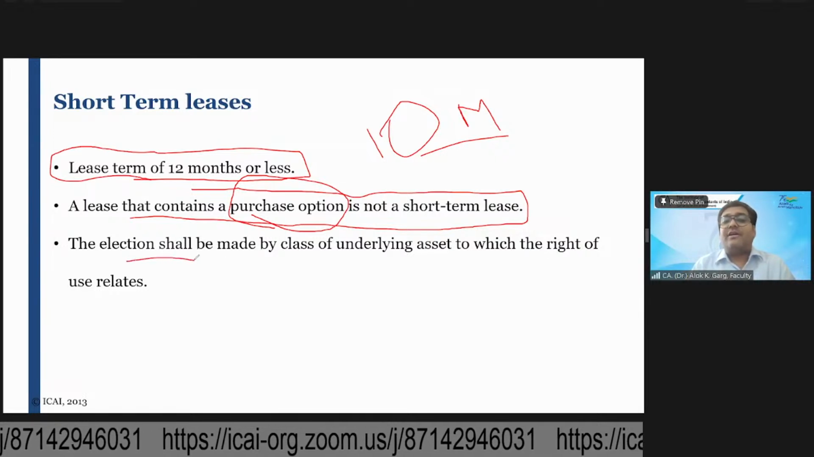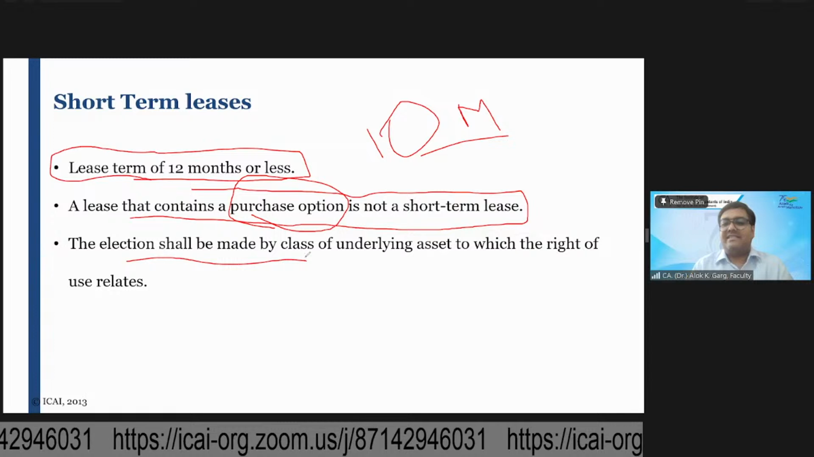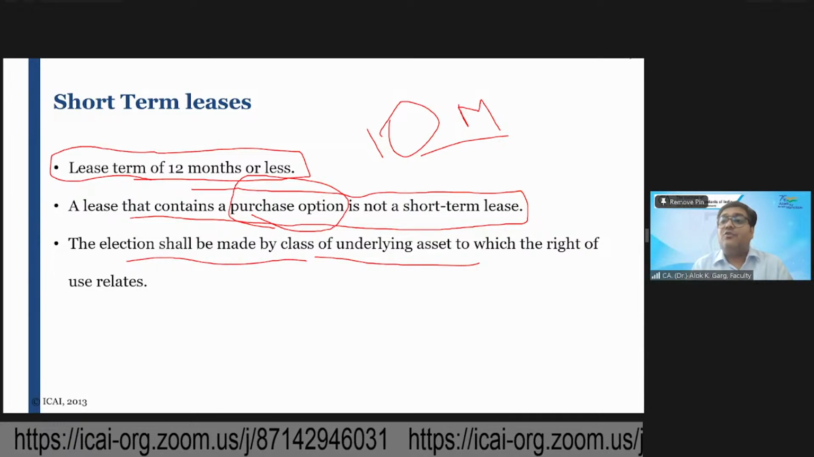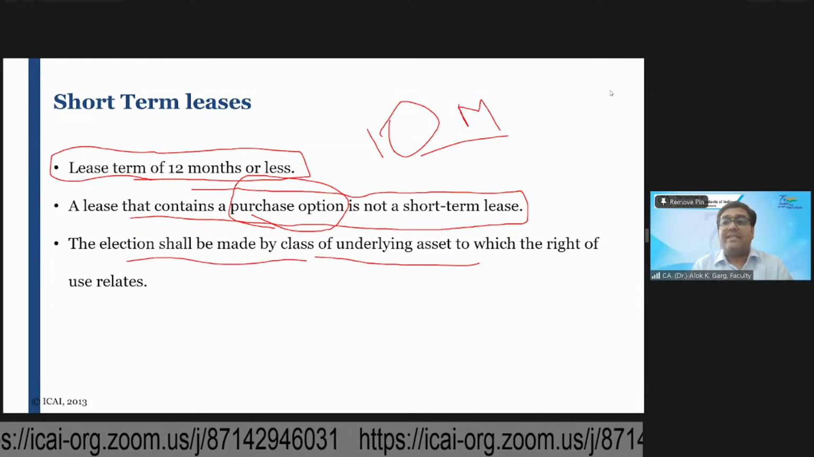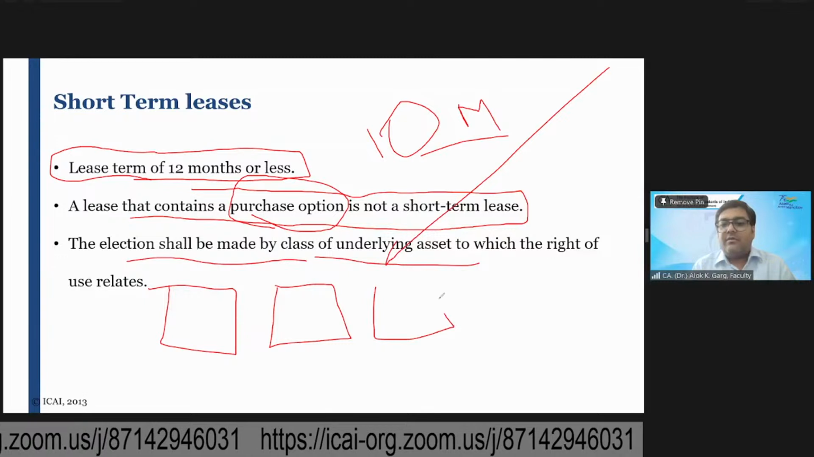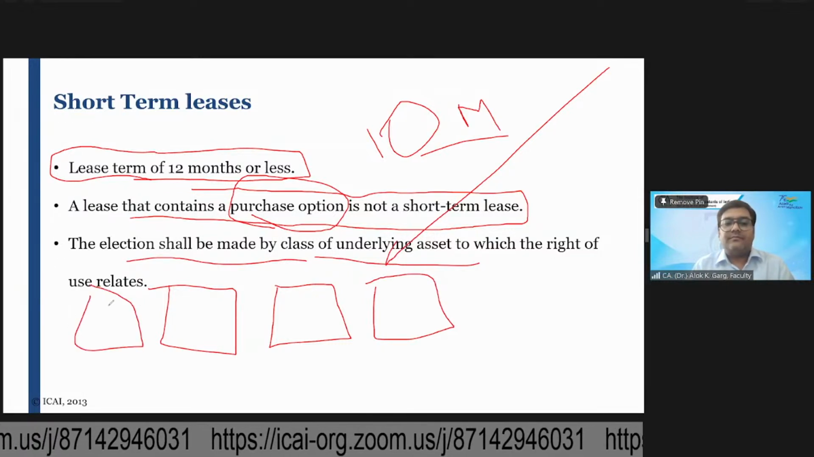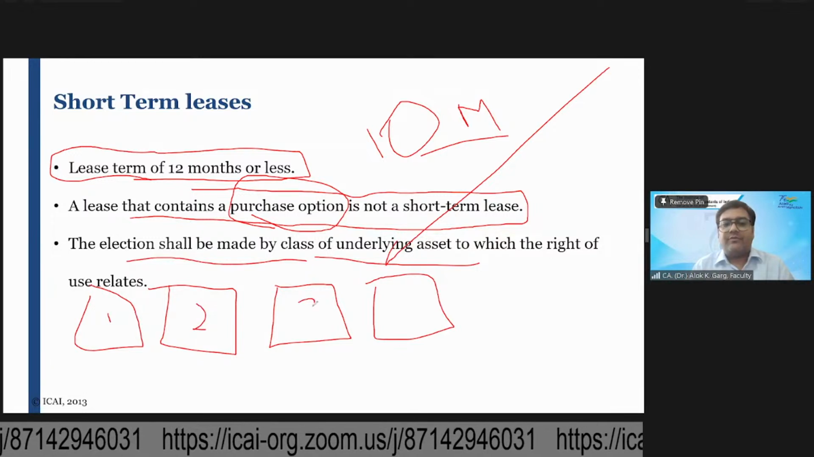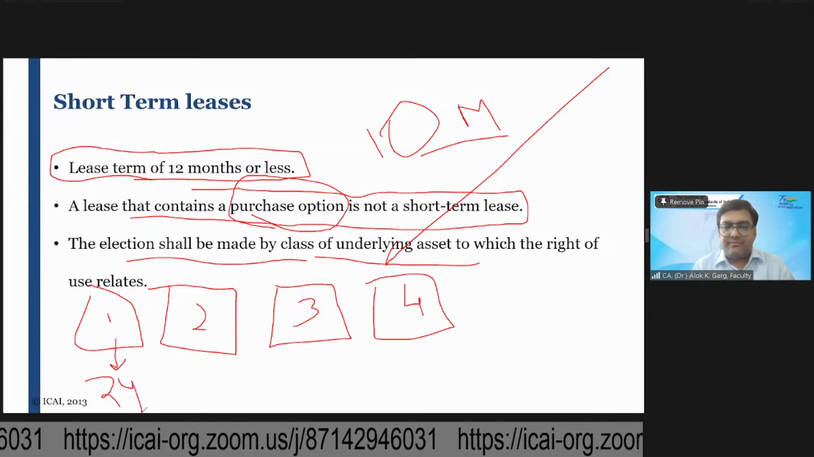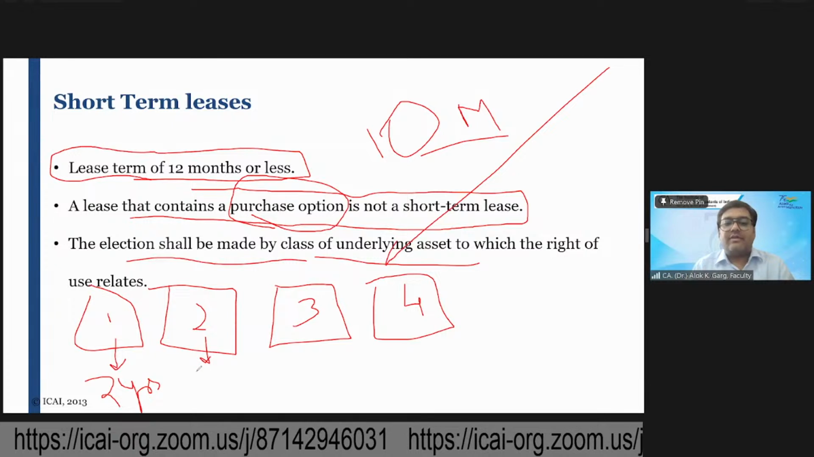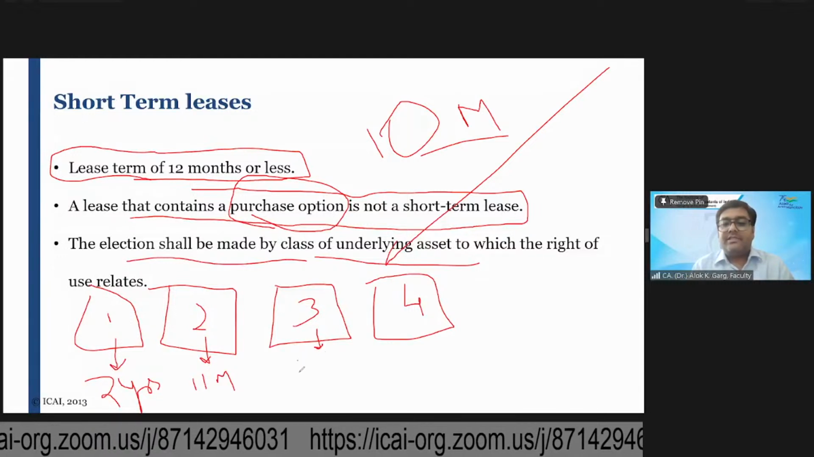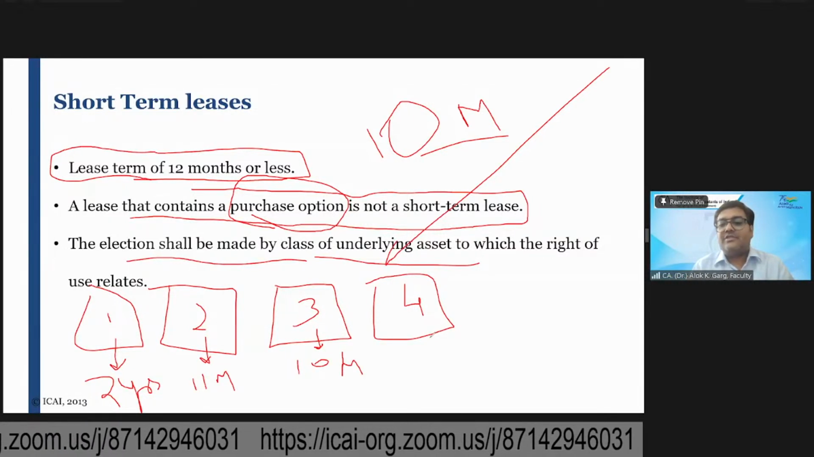So if you are opting for the short-term lease exemption, you have to choose this election by class of underlying asset to which the right of use relates. For example, there are four premises: one, two, three, four. For premise number one, the lease contract is for 2 years. For premise number two, the lease contract is for 11 months. For premise number three, it is 10 months. For premise number four, it is 12 months.